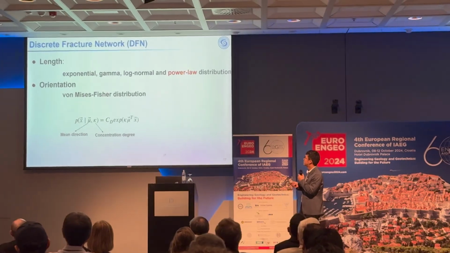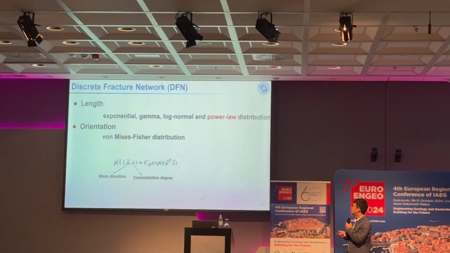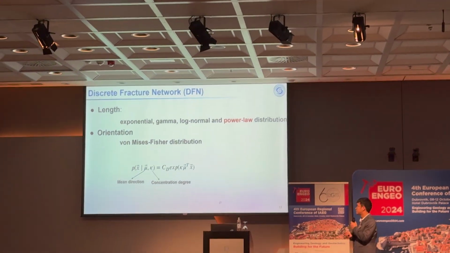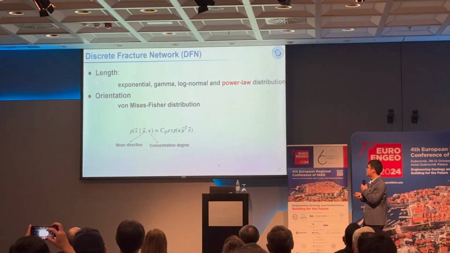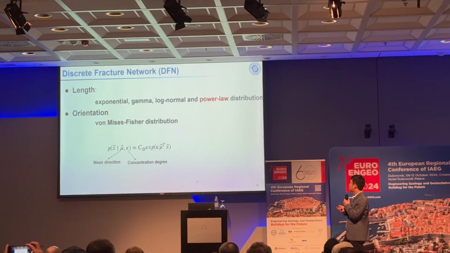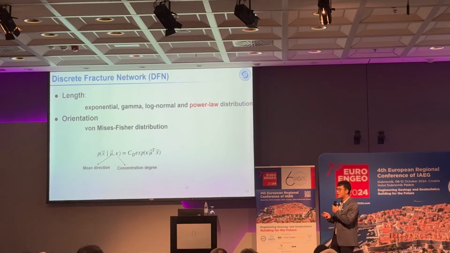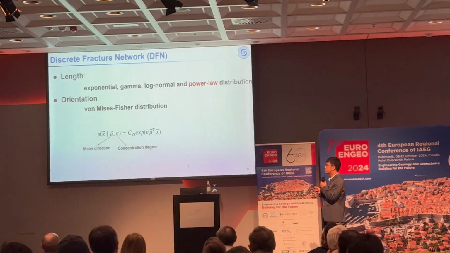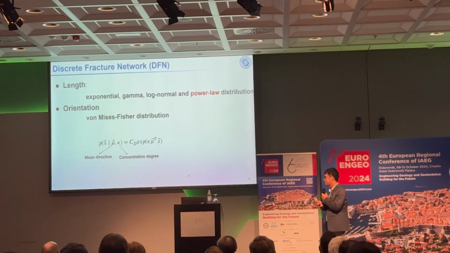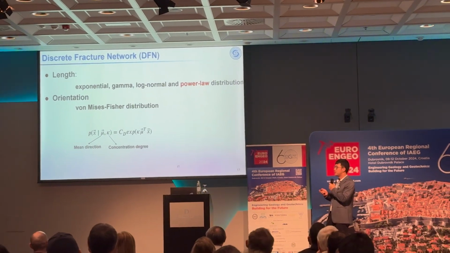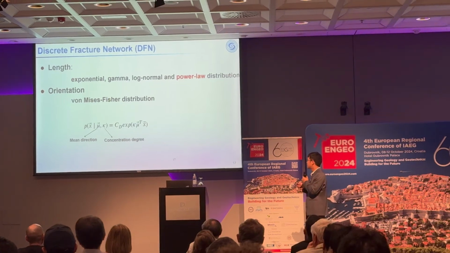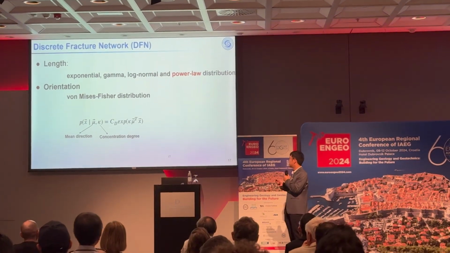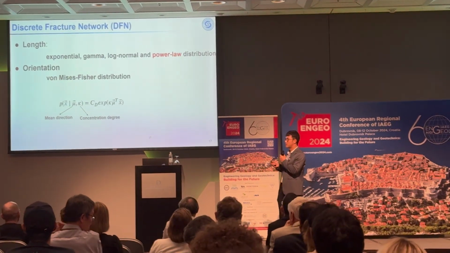I would like to further introduce what kind of distributions we can use. For the fracture length, a lot of geologists have proposed distributions to describe it, like the exponential, gamma, log-normal, and power law distributions. Among those, the power law distribution is the most dominant one used to describe the fracture length. And I have also derived the origin of this power law distribution.